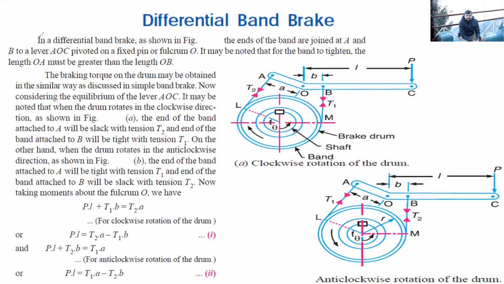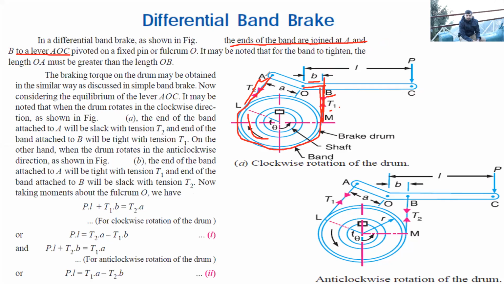All right. So in differential band brake as shown in figure, the ends of the band are joined at A and B to the lever. So this belt or band will be wrapped around this drum and they are coming in contact with this lever at point A and at point B. Again, if it is rotating in clockwise direction, this side will be the tighter side and this side will be the slack side. So the tension T1 will be acting over here and this tension is at a distance b from this fulcrum point.